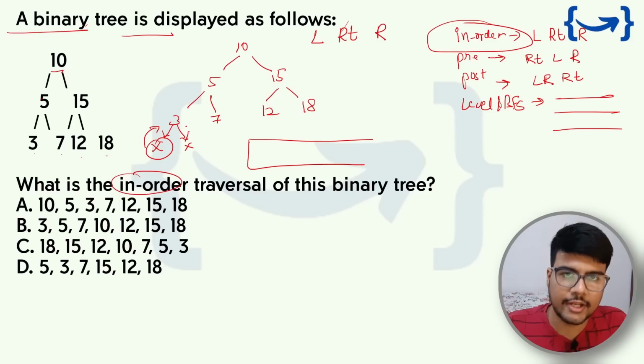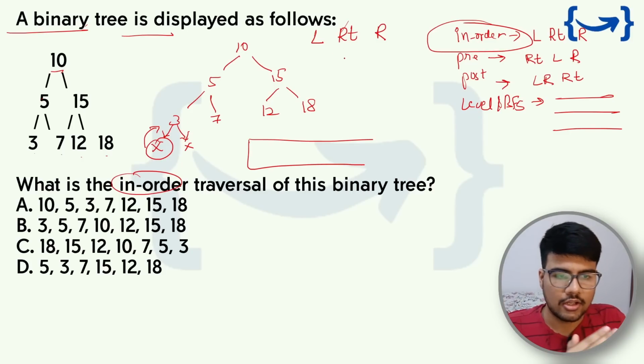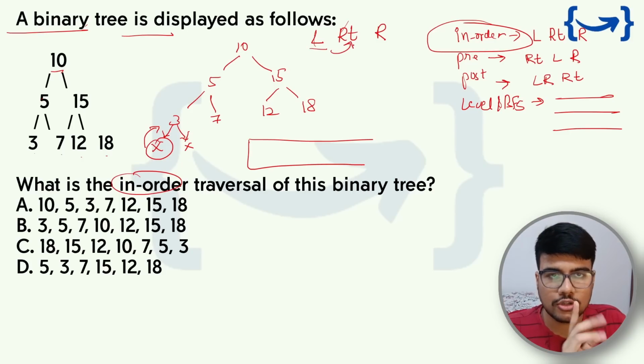So I came back to 3. Now check the right side. We went to the left, and now we are on the right. As we are on the root again, we need to append 3 into our resultant array. So 3 has been added here. After this, we need to go to the right side.